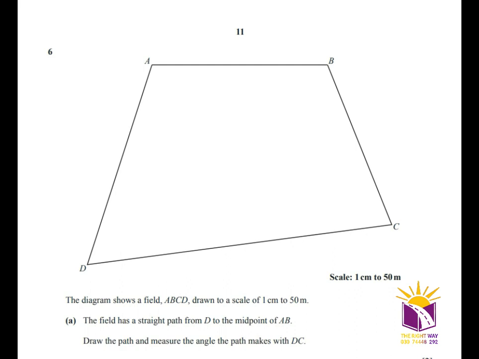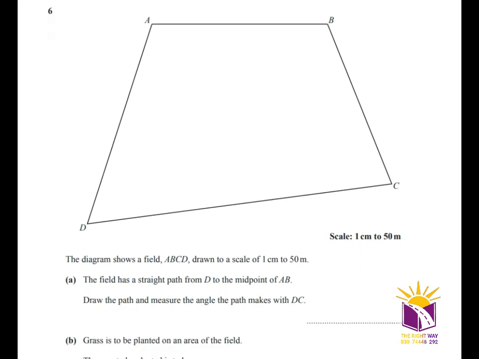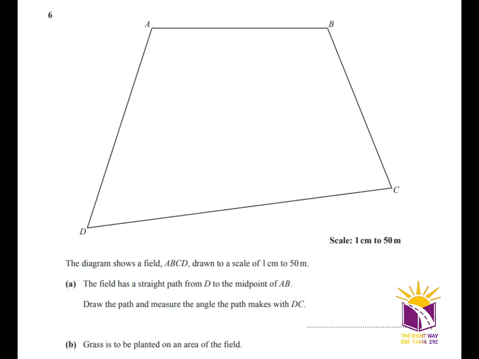Question number 6. The diagram shows a field ABCD drawn to the scale 1 centimeter to 50 meters. The field has a straight path from D to the midpoint of AB. Draw the path and measure the angle the path makes with DC.